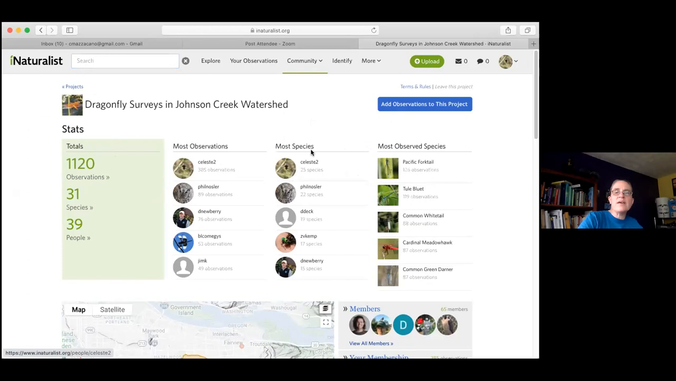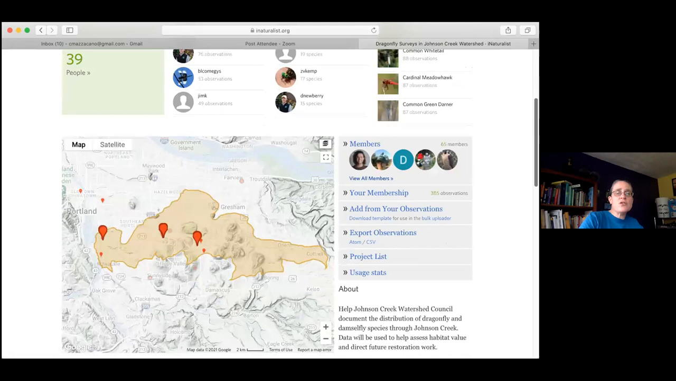And then there's like, who's reported the most observations, who's seen the most species. What species are observed the most commonly? It's Pacific forktail and tui bluet for the damsels, common whitetail, cardinal meadowhawk, and common green darner for the dragons. And it shows you the three spots in the county where our monitoring sites are located.